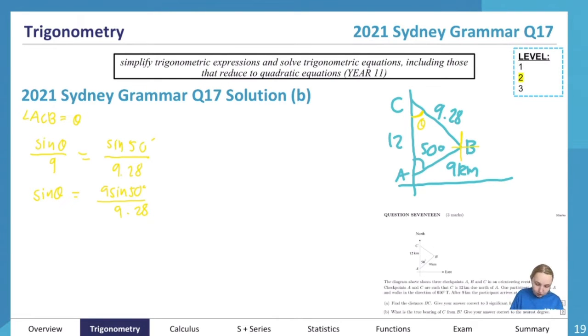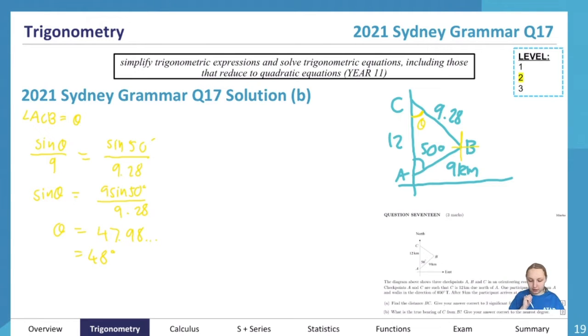Then from there, we can find our theta, remembering again, this is in degrees. So we're going to have shift sine of 50 over 9.28. We are going to end up with 47.98. So let's round that off to 48 degrees.